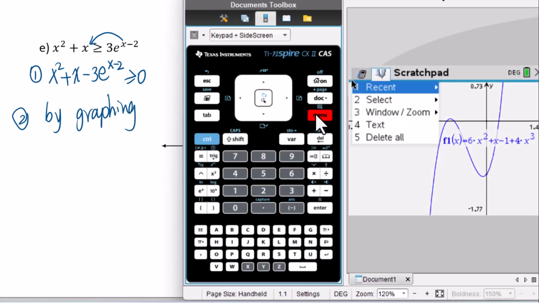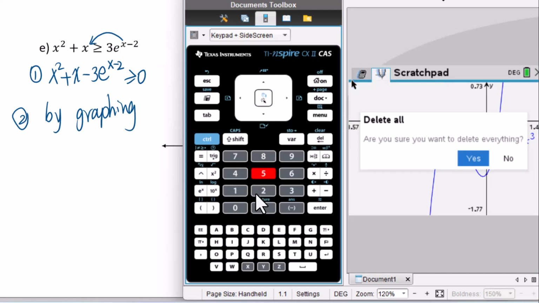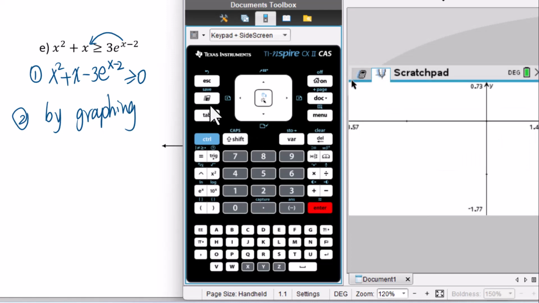Control menu, delete all. Then tab. Put a function in, x squared plus x minus 3 e to the x minus 2 power. Enter. Let's zoom out to see the whole graph.